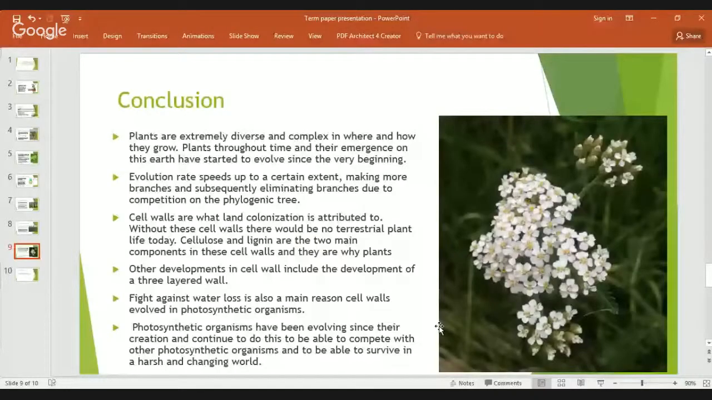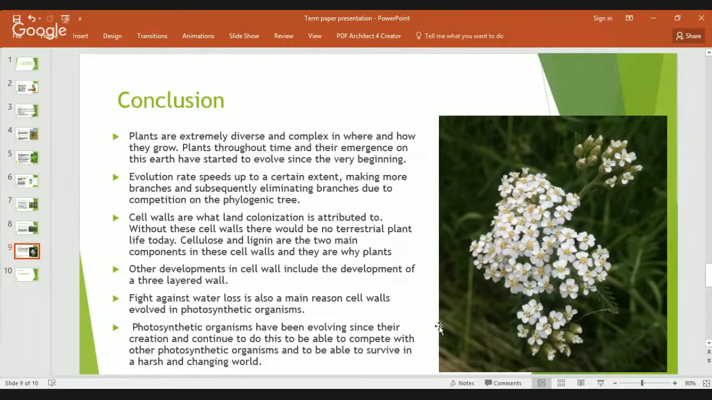Here we get to the conclusion, finally. Plants can be found all over and are diverse due to the arrangement of proteins and how and where they grow, and if they have lignin or not, and how this lignin is distributed in the plant. And evolution speeds up as the timeline goes on, much like the phylogenetic tree. At the beginning, there were only a couple of branches, and now there are many, many, many branches. Cell walls are what made land colonization possible, as well as cellulose and lignin.